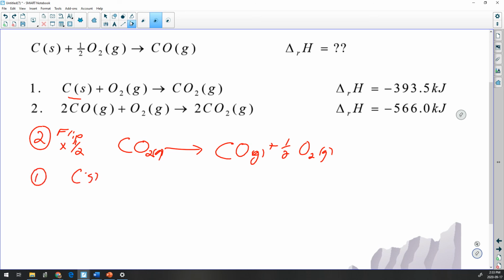Carbon plus oxygen yields CO2. Now, we'll show you what I mean in a second, but let's talk about our energy here. I just wrote down the reaction for number 1, so the energy change is still negative 393.5.